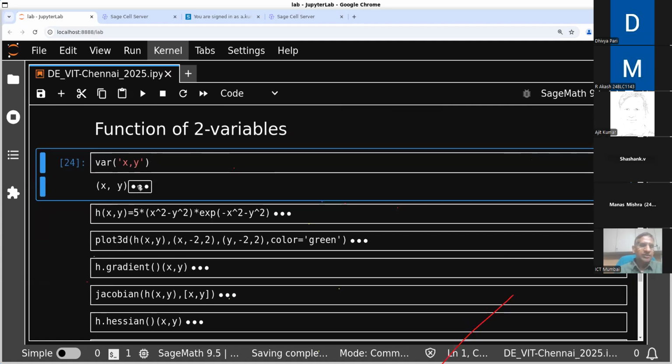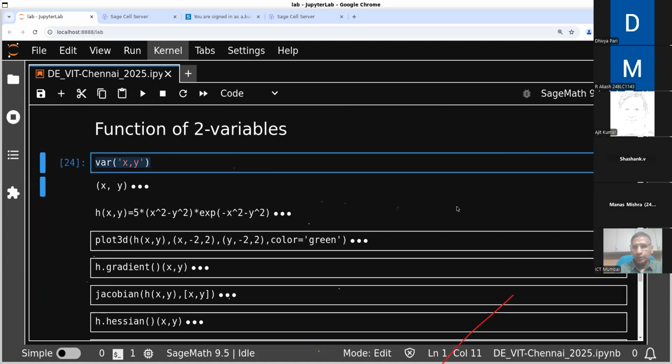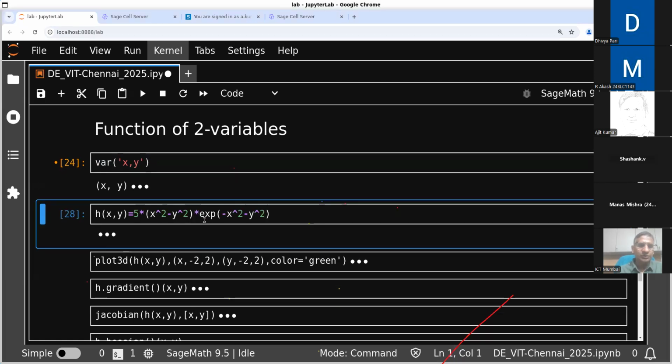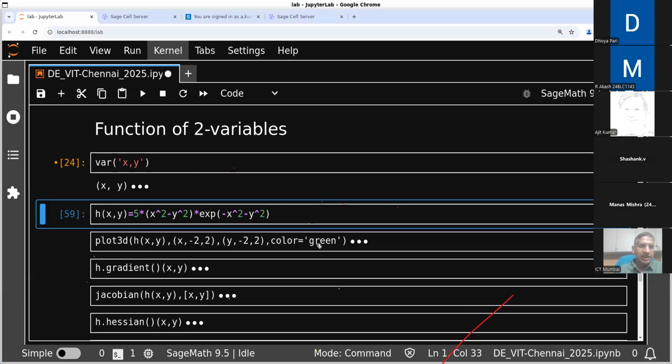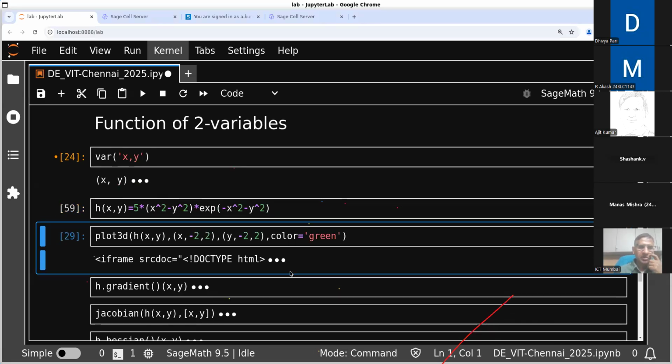Okay, you can also deal with functions of more than one variable. So suppose first let us declare a function of 2 variables. First you need to declare x and y as variables, and let us say this is the function I have: h(x,y) is equal to 5 into (x square minus y square) into x e to the power of minus x square minus y square.